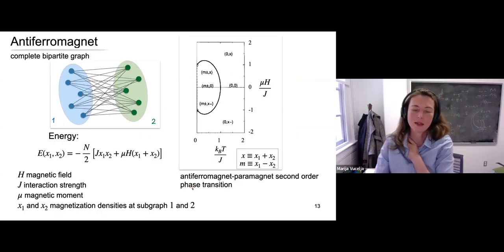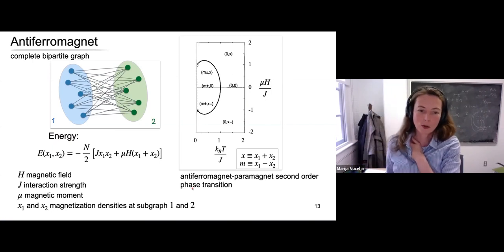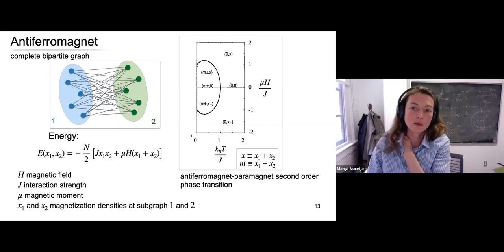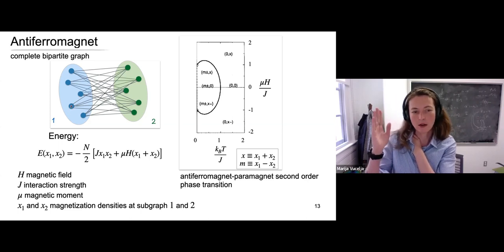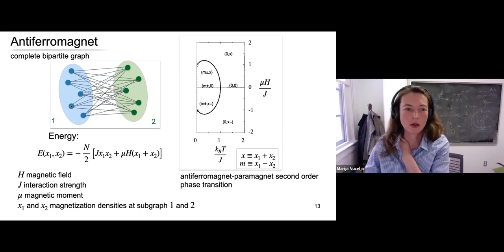It was wonderful. They found it in a colloidal system. So here's the antiferromagnet I promised you. This is a very simple antiferromagnet. All of these pins belong to one group, and they don't talk to each other. And these are pins which can be either up or down, and they only talk to the members of the other group.